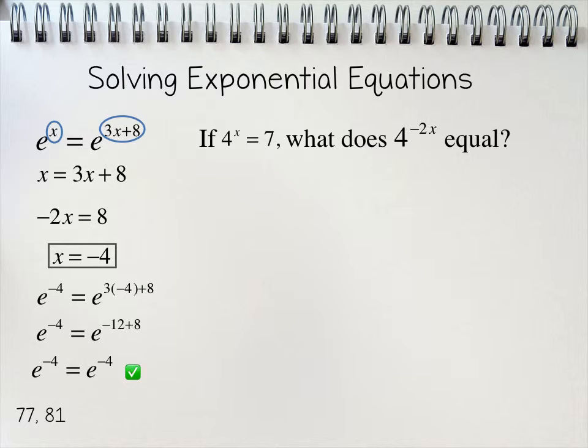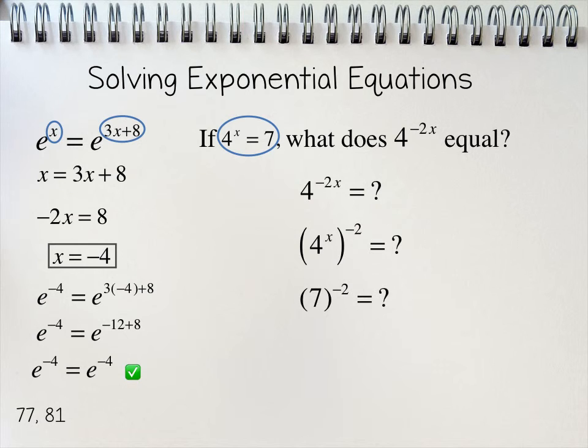One last example. If 4 to the x equals 7, what does 4 to the -2x equal? So when I look at 4 to the -2x, I can take the given information of 4 to the x, and I can represent 4 to the -2x as 4 to the x quantity to the -2 power. Now let's substitute what 4 to the x equals. So we'll say 7 to the -2 power. 7 to the -2 is 1 over 7 squared, or 1 over 49. So the answer to this problem is 1 over 49.